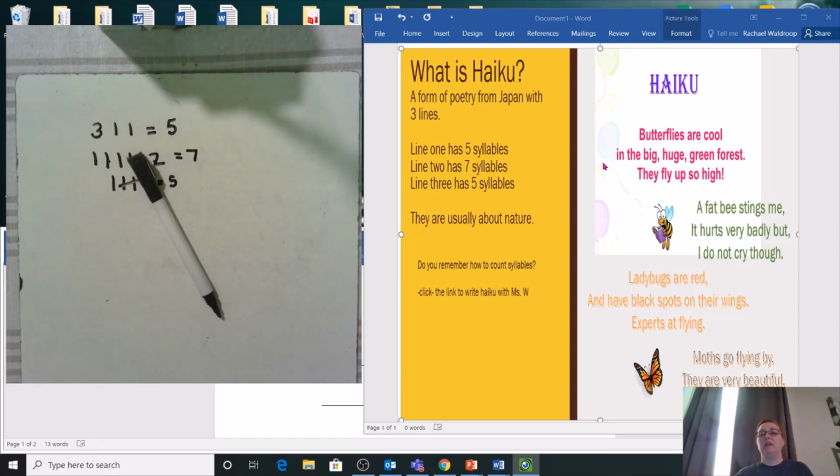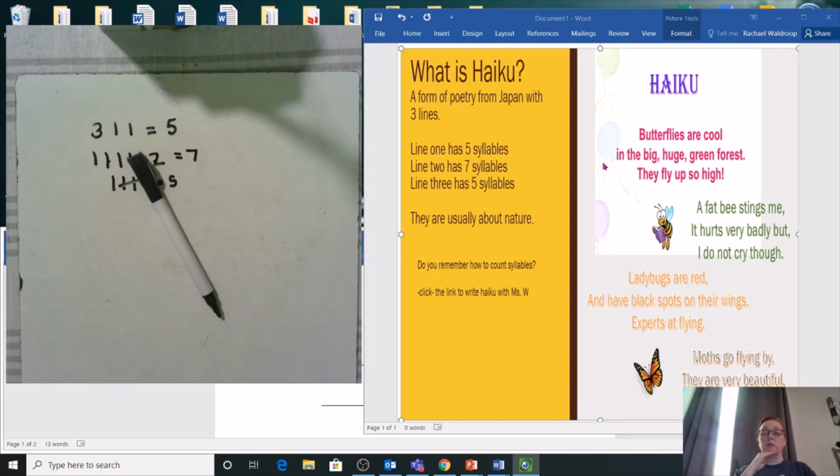How about the second one? Look at line number 2. It hurts very badly, but. 7 syllables. That fits. Now we have to go back down to 5. I do not cry though. 1, 2, 3, 4, 5. I can see that there's 5 words in the last line, and we have to make sure that they only have 1 syllable apiece. So, I do not cry though.